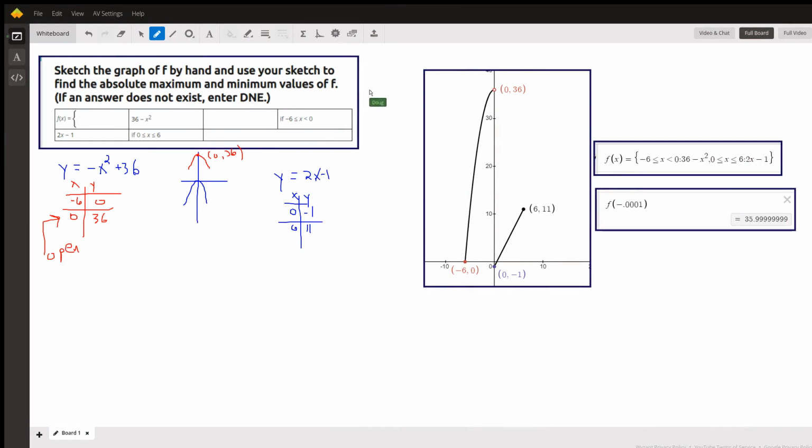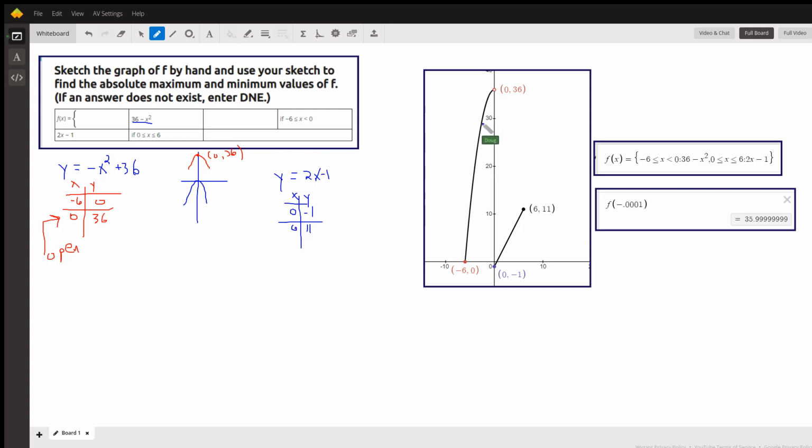Okay, there was a similar post for this kind of problem that's already been answered, but let's do it for this one where one of the pieces or one of the rules is actually a downward opening parabola. So if you rewrite this as negative x squared plus 36, you can think of this as the parabola negative x squared shifted upward 36 units. So that's what this graph looks like.